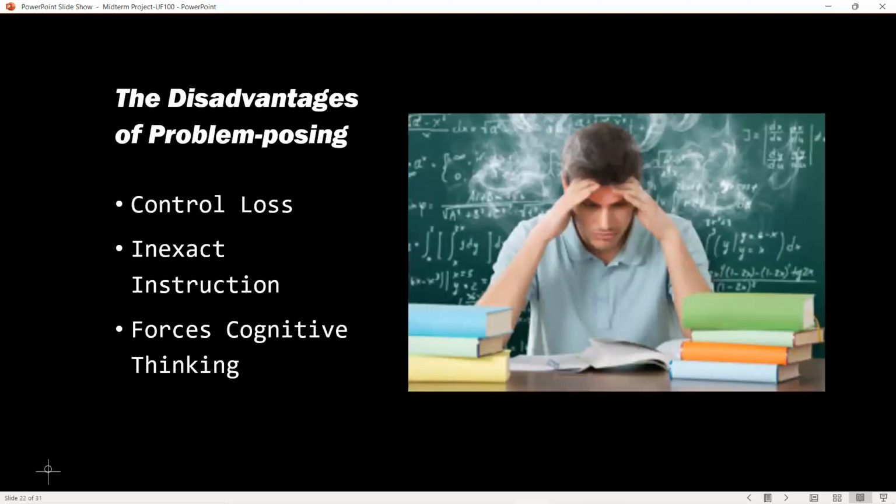The disadvantage of problem posing is that the teacher loses control because the teacher and the student are now at the same level of authority. Problem posing also involves more inexact instruction, which causes problems for more basic structures, like arithmetic, that would need more exact structure. Problem posing would probably have more trouble conveying that to a student. Furthermore, problem posing also forces cognitive thinking on students.